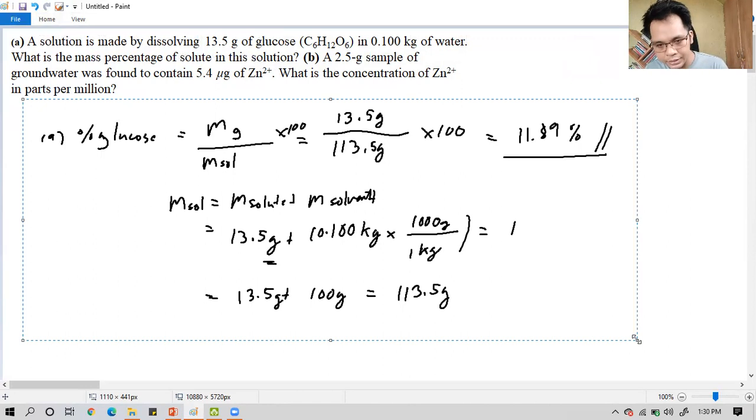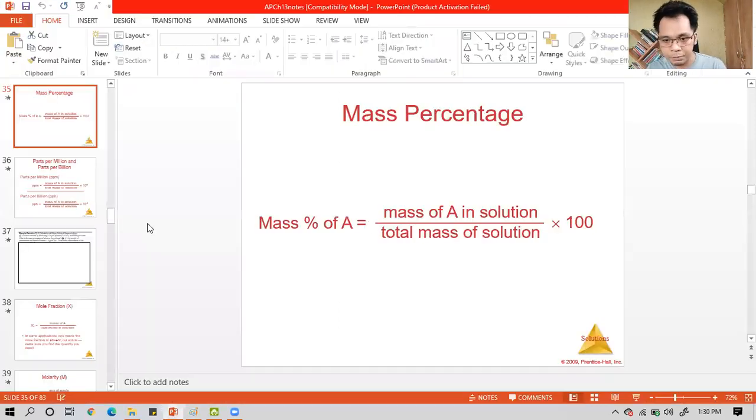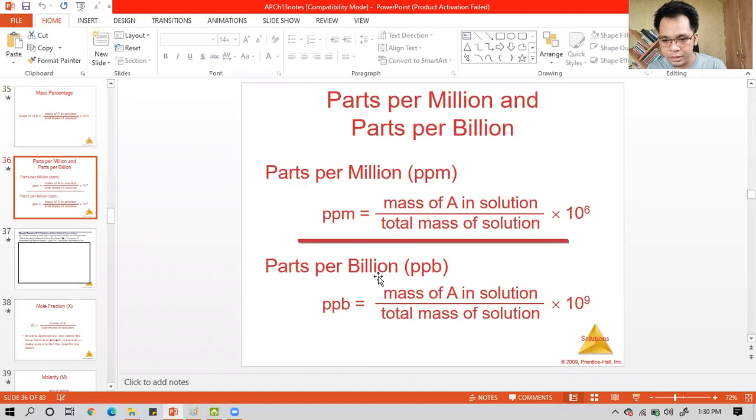Okay, screenshot taken, I assume. Okay, now let's proceed to this letter B problem, which involves a parts per million calculation. And so here, parts per million.